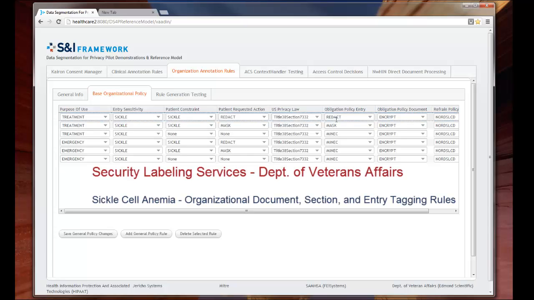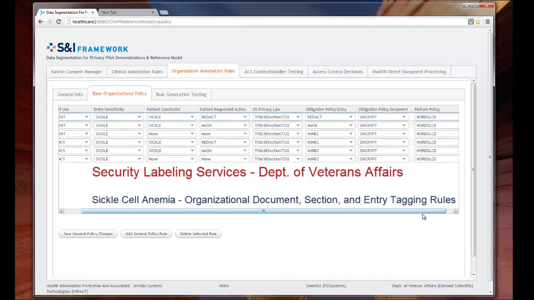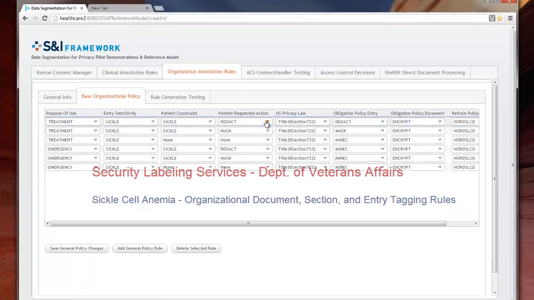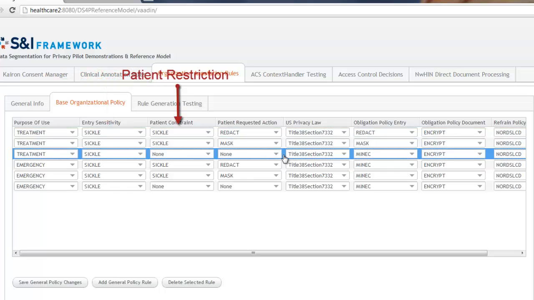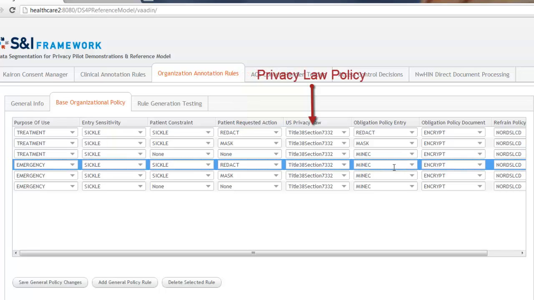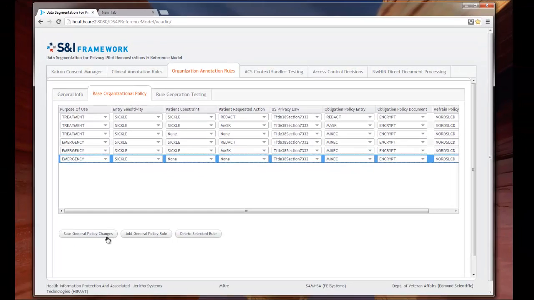At this point, we have already created organizational policy for data segmentation when the entry is related to sickle cell anemia. Attributes such as purpose of use, the entry's sensitivity, the patient's privacy concern, the action requested by the patient, privacy law, actions organizations are obligated to perform, document handling, and obligations related to the recipient. These attributes all play a role during rule generation.